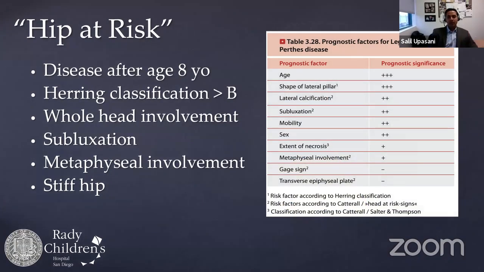So besides the stages that the disease is in, we're also looking at some of these risk factors. We all know that older patients don't do well. So usually this 8-year-old cutoff, which the Dallas, Texas Scottish Rite group helped us define Herring classification. So patients with a flattened lateral pillar are definitely at higher risk for worse results. When the entire epiphysis is involved, when there's subluxation of the hip, when there's avascular or osteonecrosis of the metaphysis, and then in an extremely stiff, inflamed hip where you don't have good abduction, all of those are variables that you know lead to bad results.